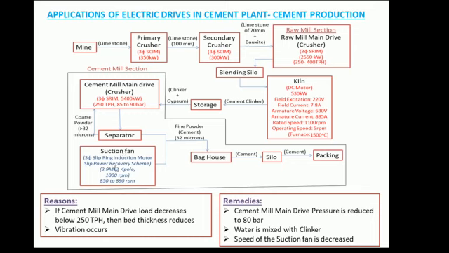So what happens if the speed of the suction fan is reduced? If the speed of the suction fan is reduced, then the sucking capacity of the suction fan reduces. If it is not able to suck the fine powder from the cement mill main drive, then the powder or the mixture will be retained in the cement mill main drive itself, so that the bed thickness increases and vibration reduces. So in order to reduce the vibration, we have to increase the thickness of the bed. In order to increase the thickness of the bed, we have to decrease the speed of the suction fan. So how is the speed of this suction fan, which is using a slip ring induction motor, reduced?